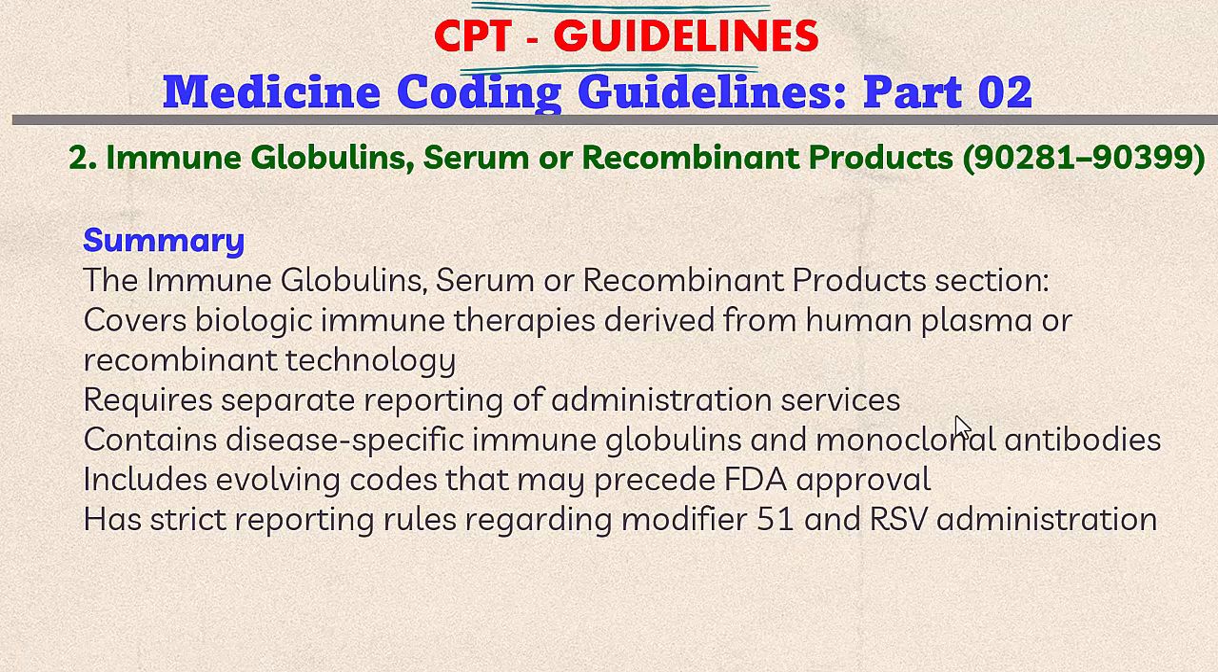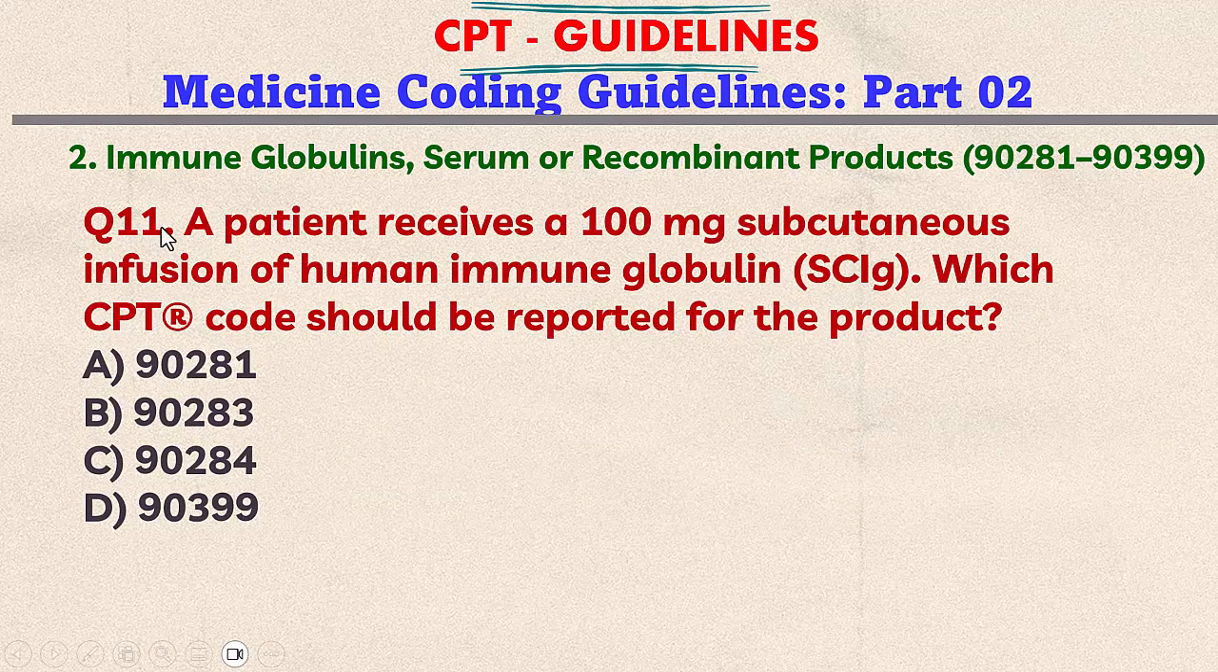So let's look at some AAPC CPC type questions and discuss the answers. Question number 11. This is the continuation of previous parts. A patient receives a 100 milligram subcutaneous infusion of human immune globulin, SCIg.